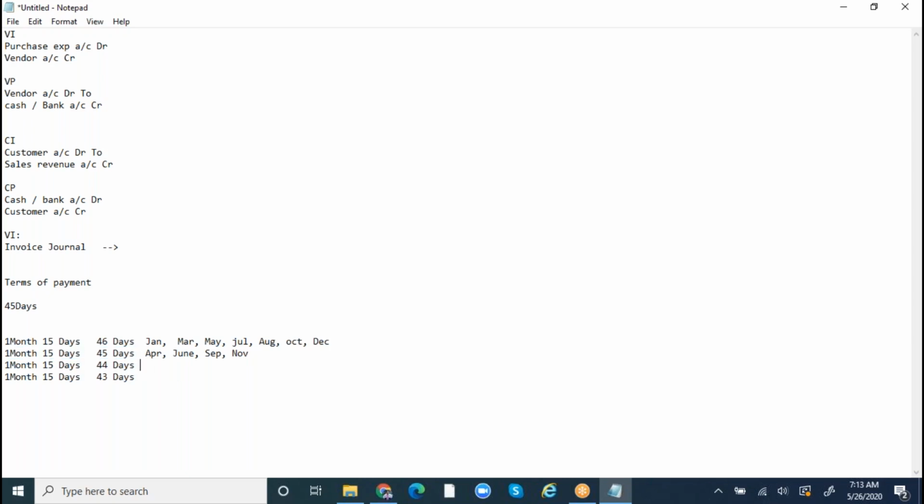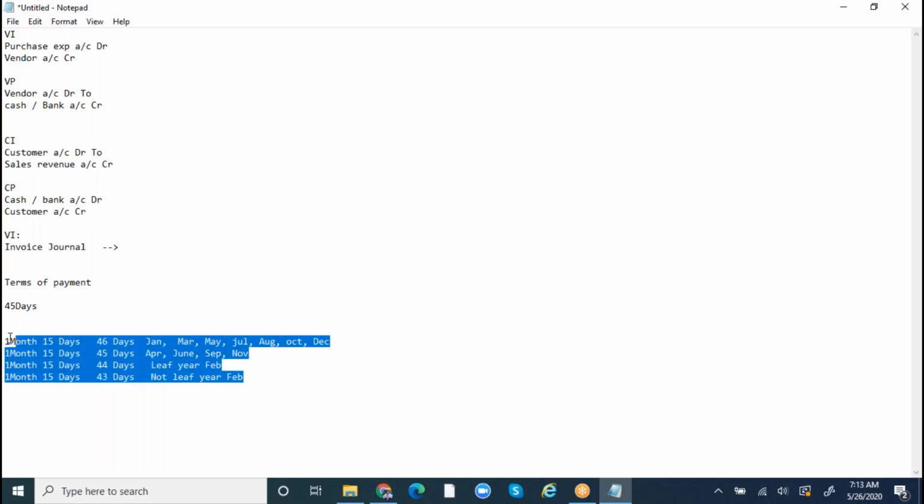If it is a leap year, then February will be 44 days. This is normal, not a leap year, February. Any doubt in this? This is the calendar.